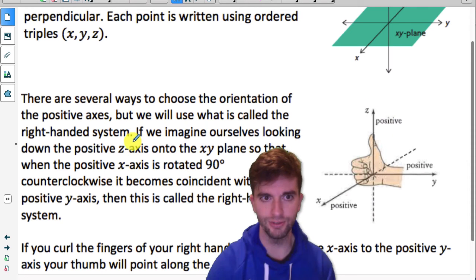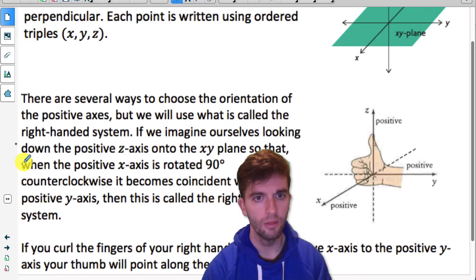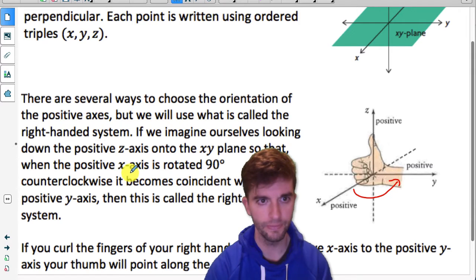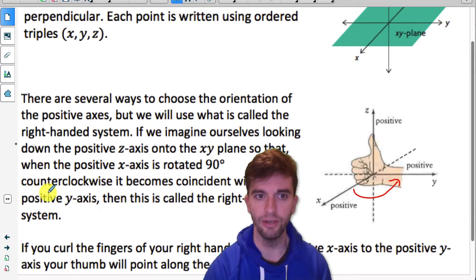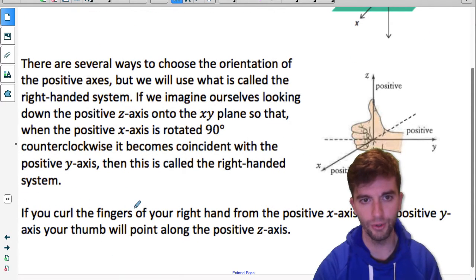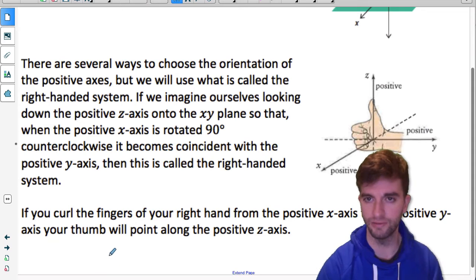If we imagine ourselves looking down that positive z-axis, when the positive x-axis is rotated 90 degrees counterclockwise, this way, it becomes coincident with the positive y-axis. That's called the right-hand rule. And another way of phrasing that, look here, if you curl the fingers of your right hand from the positive x-axis to the positive y-axis, your thumb will point along the positive z-axis.